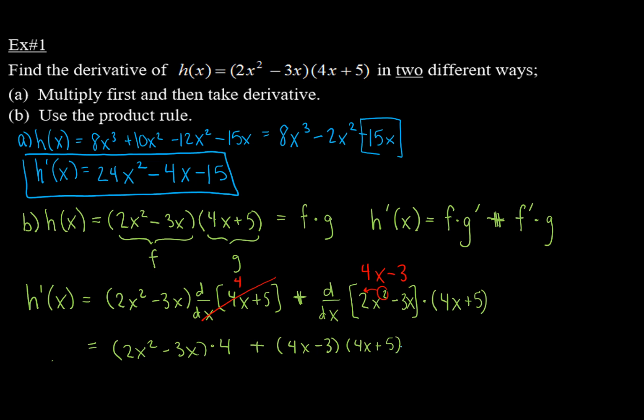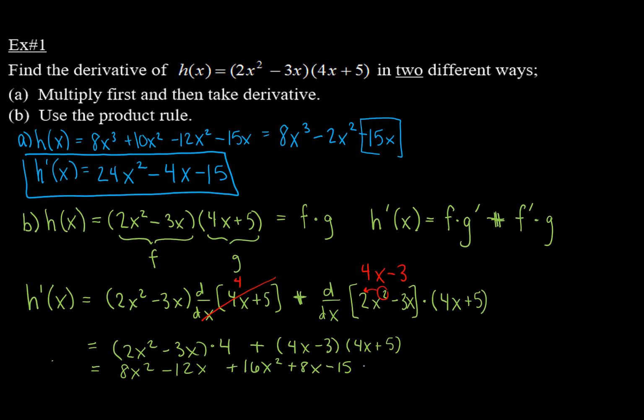So for this first one, I'm going to go ahead and distribute out the 4. So I've got 8x squared minus 12x. Here, for this function, I need to multiply that out. So I'm going to get 4x times 4x is 16x squared. And then I've got a positive 20x and a negative 12x, so that's going to give me a positive 8x. And then negative 3 times 5 is going to give me a negative 15.